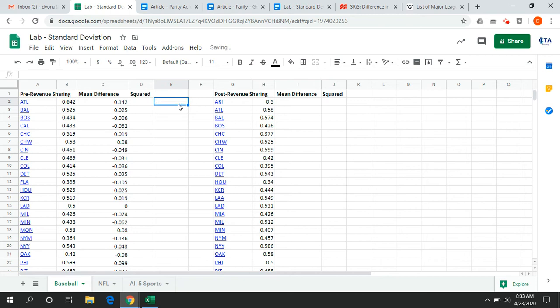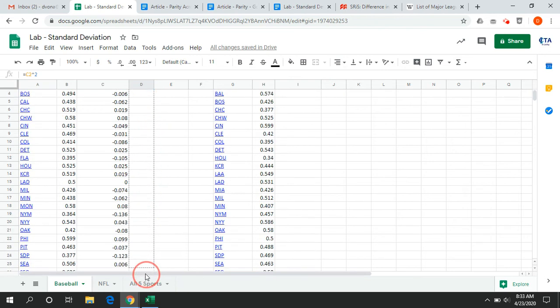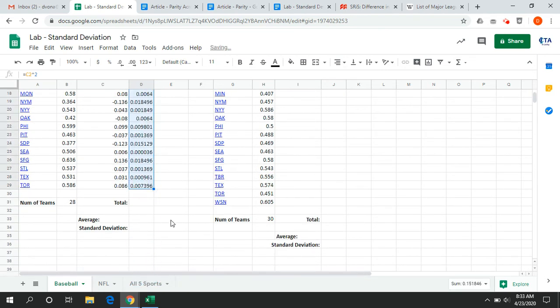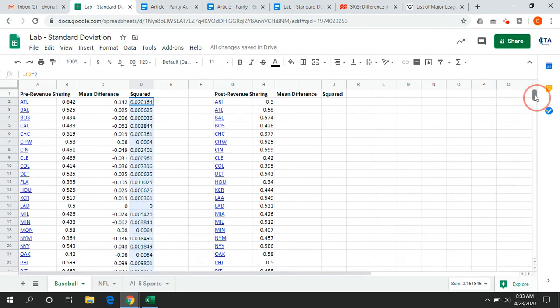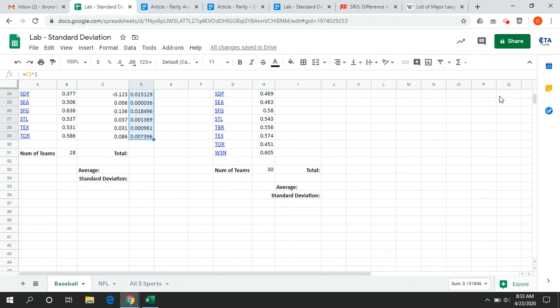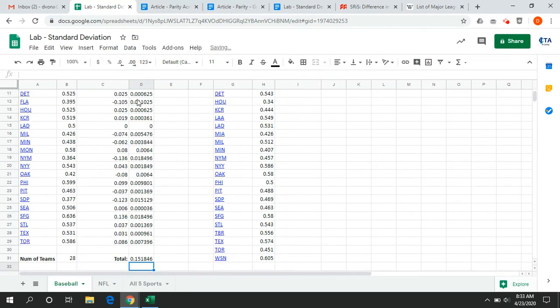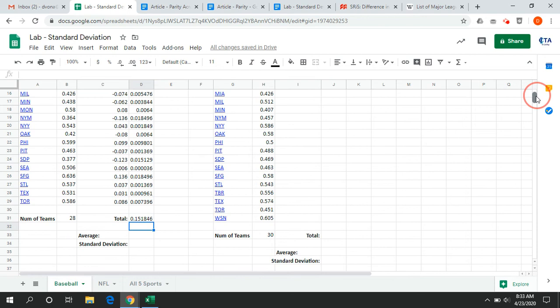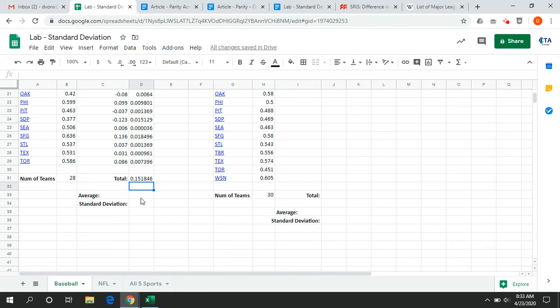So the way we handle that is we actually take all of these values and we square them. So I take this and I square it. All right. So I'm going to drag this down. And by squaring it, that's going to get rid of all of the negatives and only give me positives. All right. So when you calculate an average, you just add everything up and divide by how many there were. So I'm going to add all of these up. All right. And I'm going to get a number right there, 0.151846. Okay, great. There are 28 teams.